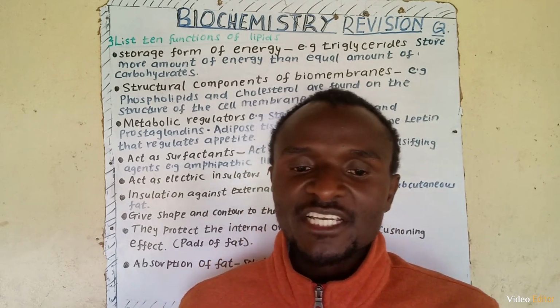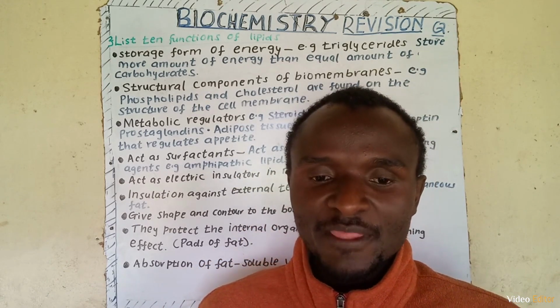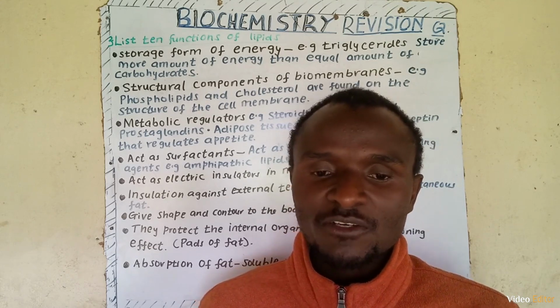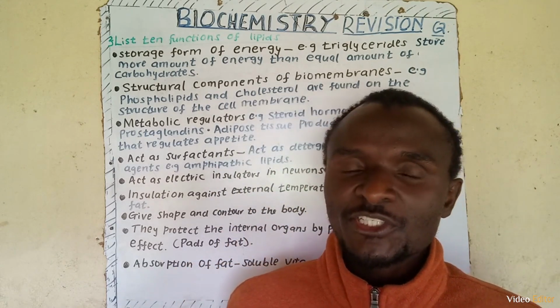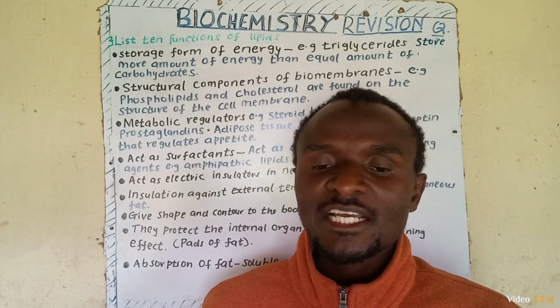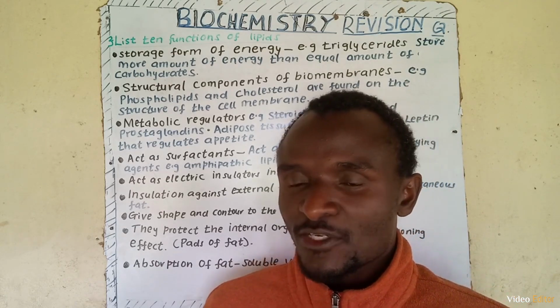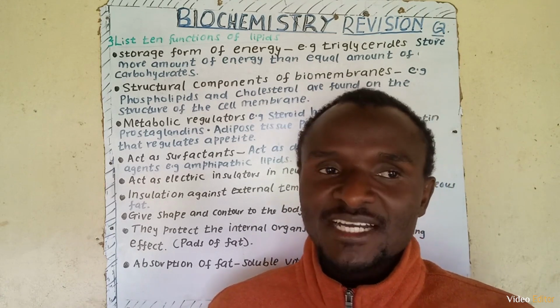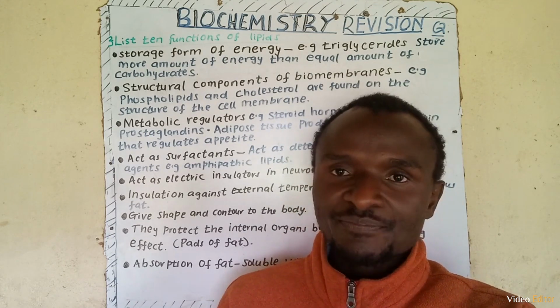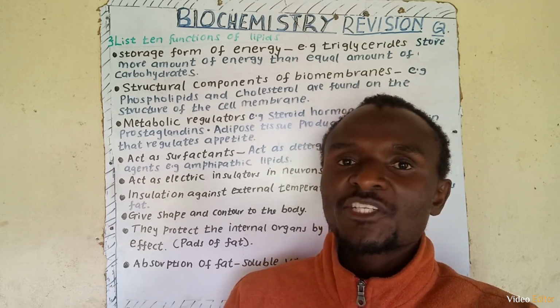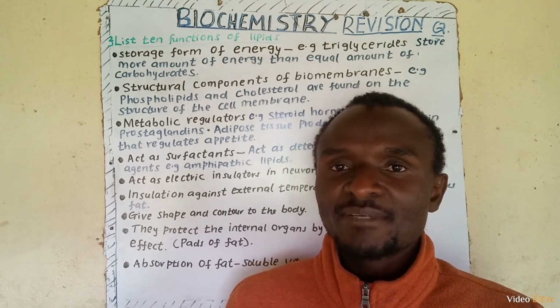Another role is electric insulators in neurons. That one you can check on the structure of neurons. Then on insulation, you also need to remember about insulation against changes in external body temperatures. So fats deposited under the subcutaneous tissue layer of the skin are normally used to insulate the body against temperature changes.